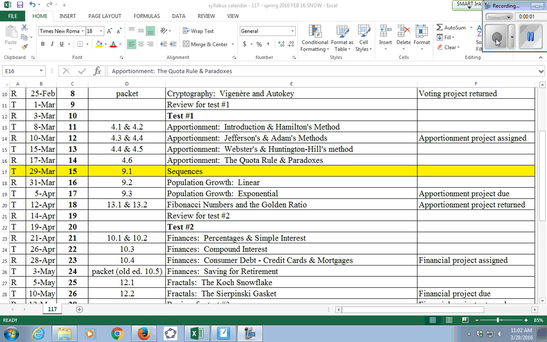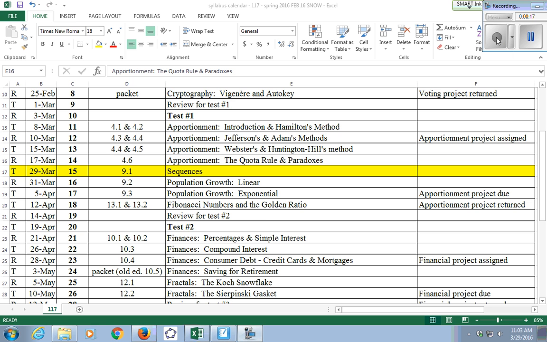So we're officially done with apportionment. We finished that right before break. We're going to start on chapter 9, which is about sequences and how populations grow. And so we'll have a few days on that.